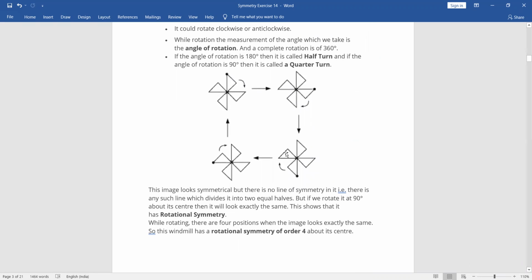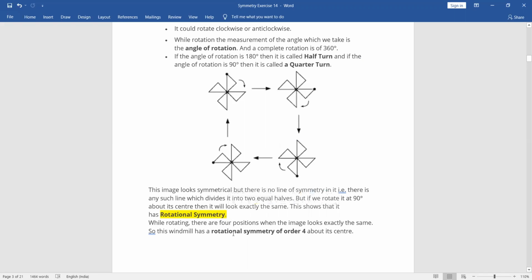When we look at this figure, the object looks symmetrical, but there is no line of symmetry in it. So why do we find that this is symmetrical? Because when we rotate it by 90 degrees, it is exactly the same. By this we can find out that it has rotational symmetry.